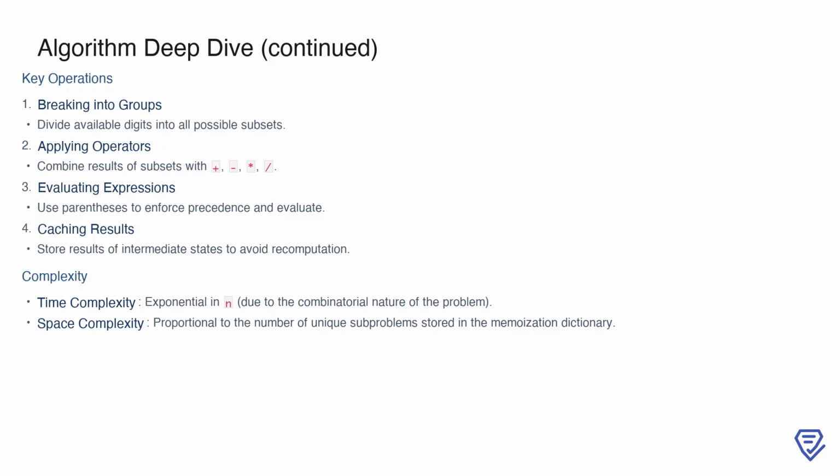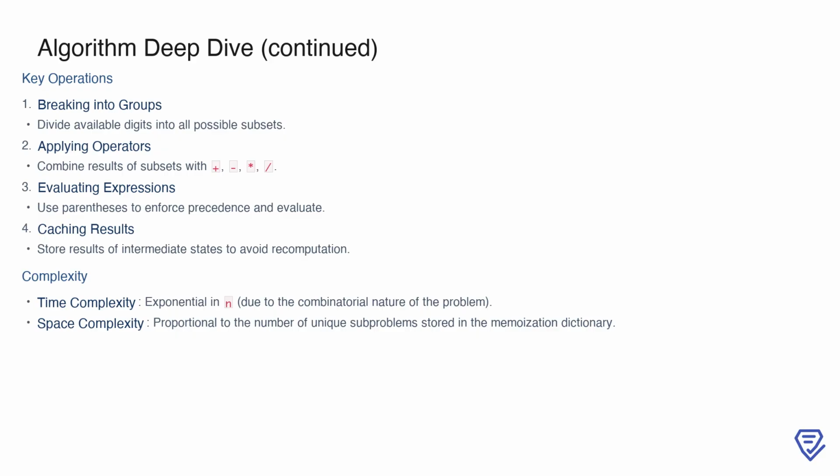First, dividing the available digits into all possible subsets is essential for exploring every combination. Next, we combine the results of these subsets using one of the four arithmetic operators: addition, subtraction, multiplication, or division. To ensure correctness, we use parentheses to enforce the proper precedence of operations when evaluating expressions. Finally, we cache the results of intermediate states in a memoization dictionary to avoid redundant recomputation. This caching significantly reduces the number of recursive calls and improves efficiency.